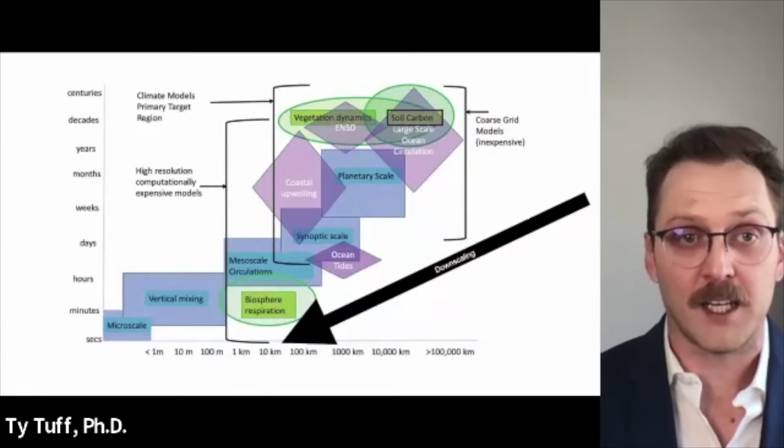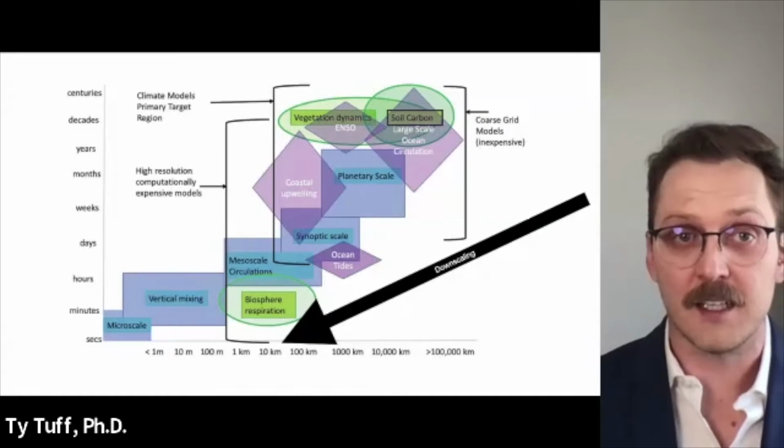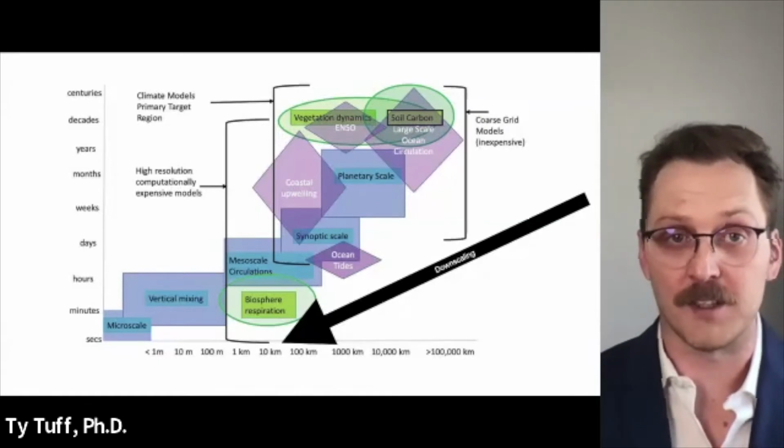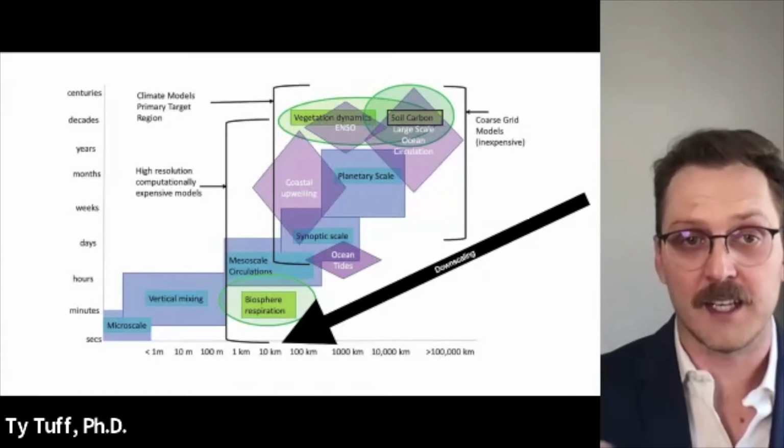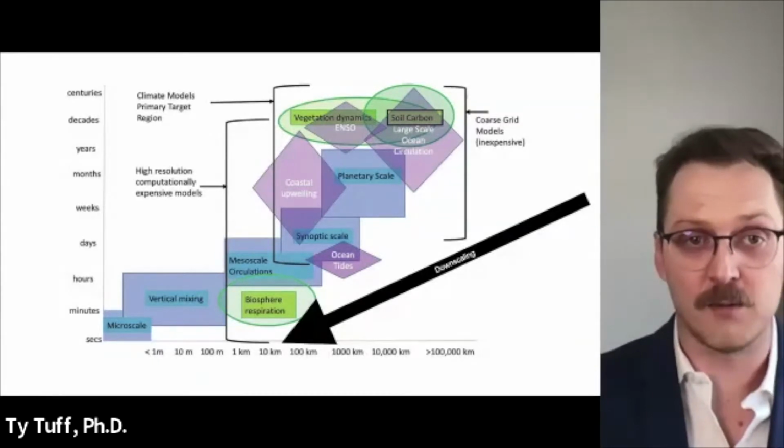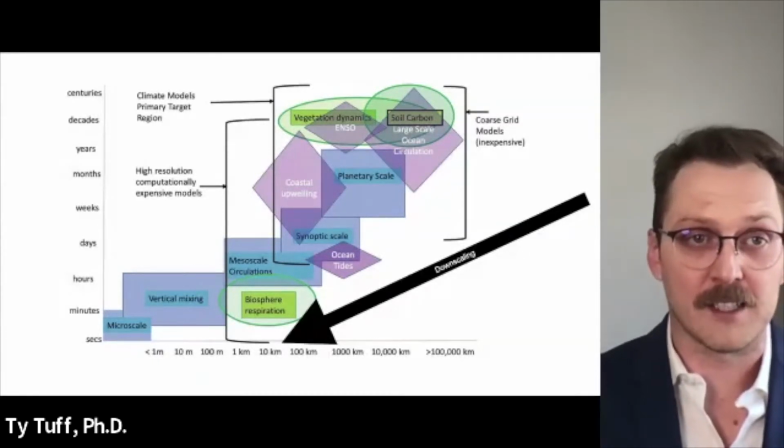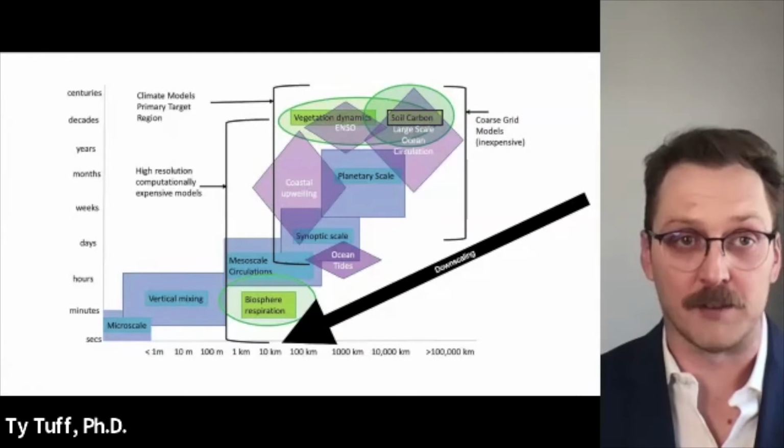And so we wind up getting a scale that looks like this. The details here are not super important. I'm going to just talk about the trend where, on the x-axis, I have how big of space do we think about? And on the y-axis, we have how big of time do we think about?